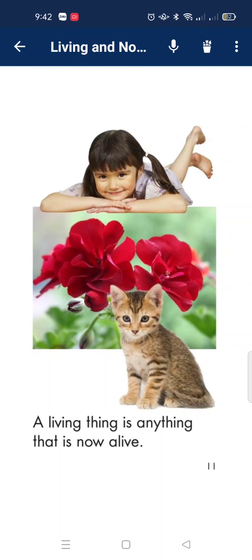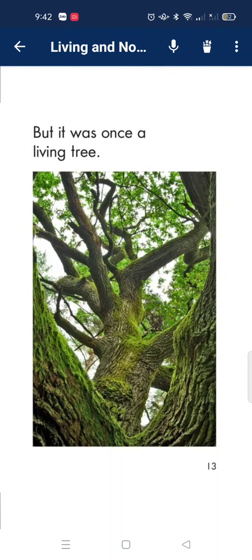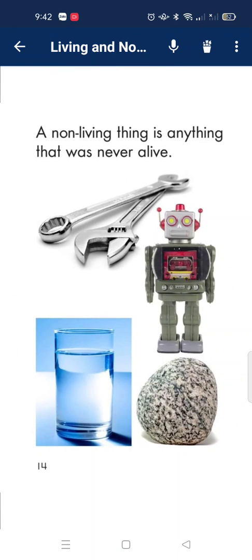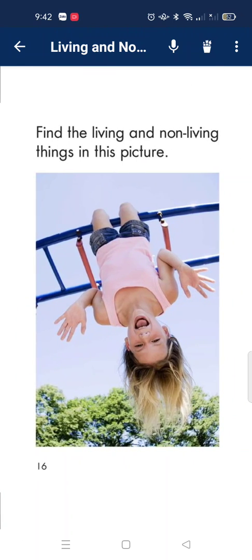A living thing is anything that is now alive. A living thing is also anything that was once alive. A log is not alive now, but it was once on a living tree. A non-living thing is anything that was never alive. This phone was never alive. The sun was never alive.